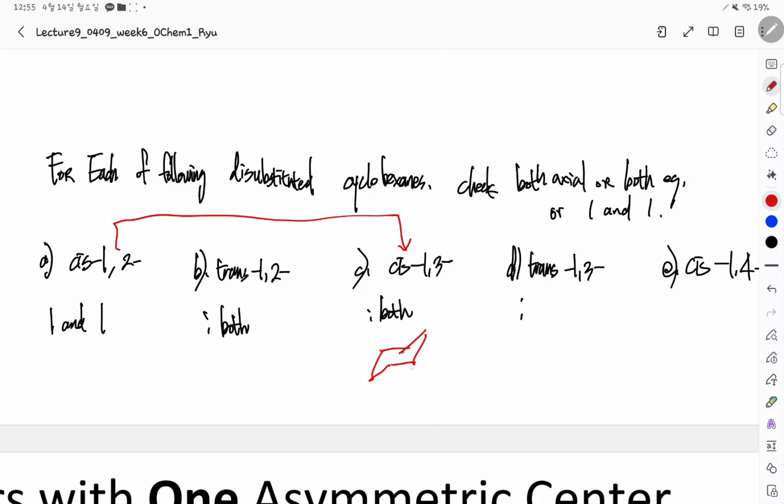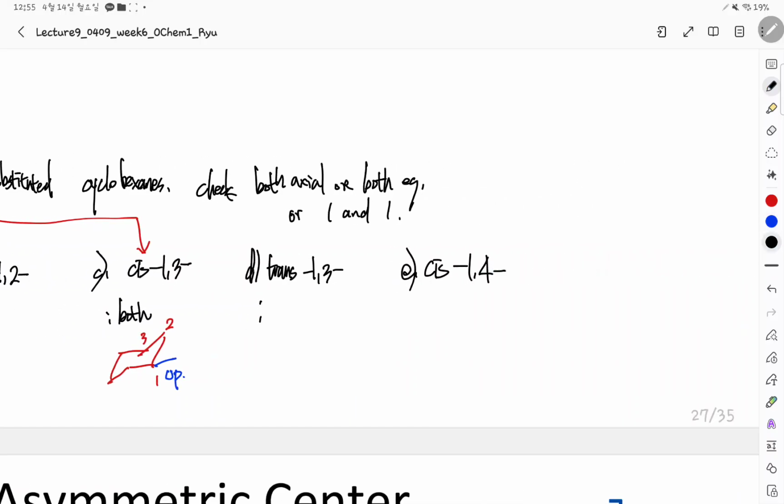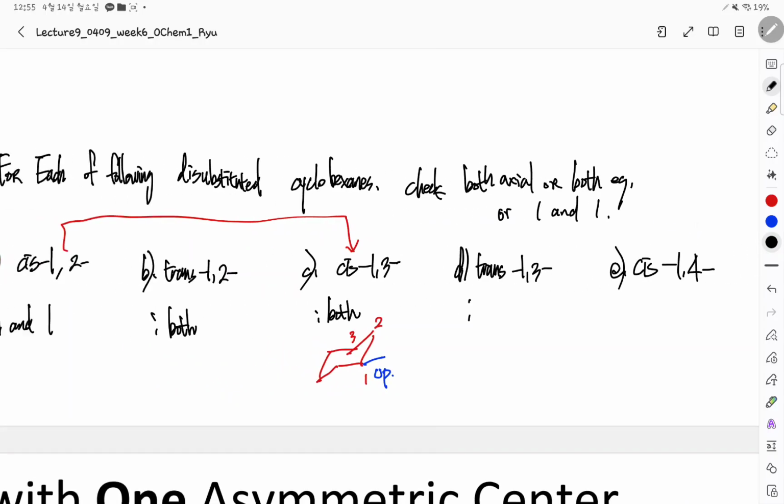So for cis, you can start with one substituent on the equatorial, maybe. So substituent 1, right? And then this must be up. This is the equatorial for the down carbon. So this is the up substituent. Then in order to be cis, right? The substituent attached to this number 3 carbon should also be the up substituent. And this is a down carbon, so it goes through the equatorial as well.